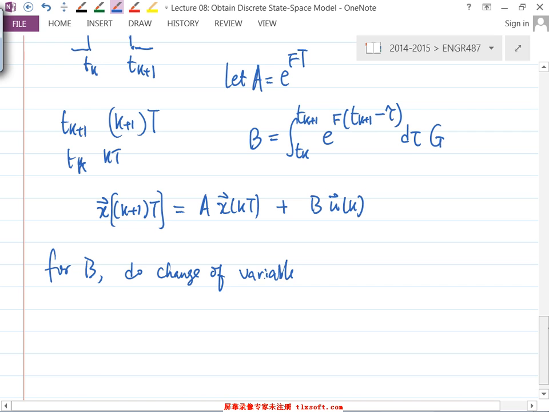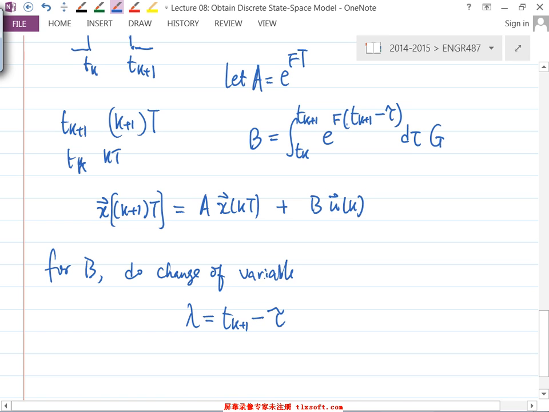So what is the change of variables in the integral? You don't want to integrate with respect to tau anymore, right? So what you can do is let lambda equal to this. Let lambda equal to this guy here.